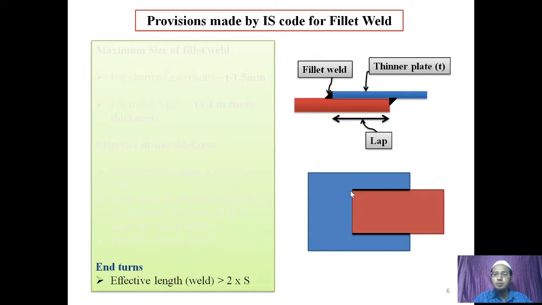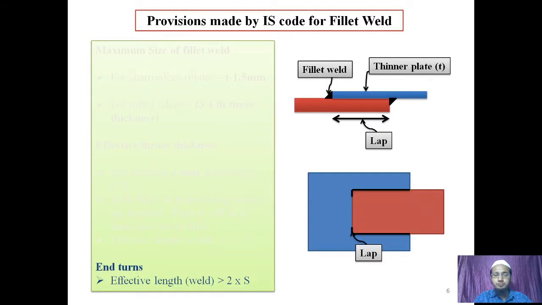So what will we call the weld that we are providing here? End turn. And how much should it be? It should not be less than 2 times the size of weld, or generally we have to provide 2 times the size of weld. You can see in the picture, this is termed as our end turn.